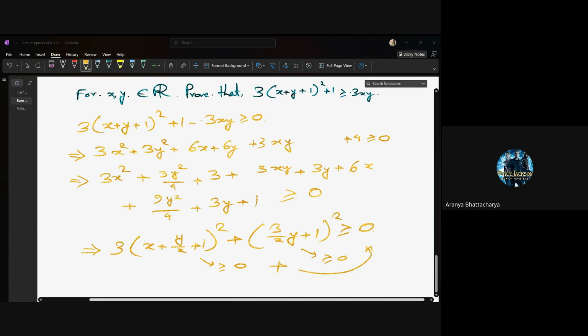Yeah, understood. Our 3y square became 3y square by 4 plus 9y square by 4. And our 6y became 3y plus 3y. And our 4 became 3 plus 1. Okay. Please copy this if you want to copy, and after that, we will move forward to the next question.